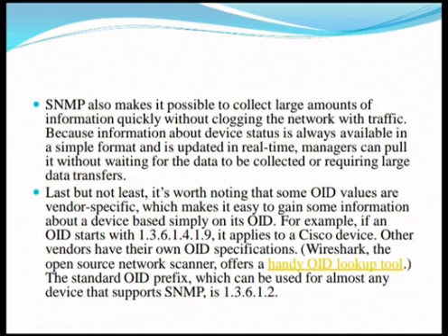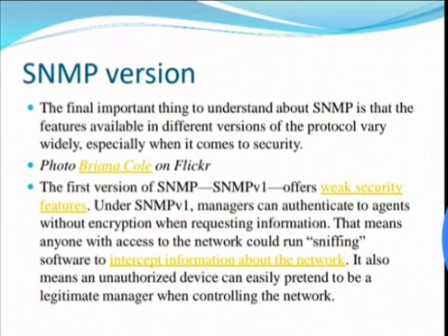SNMP also makes it possible to collect a large amount of information quickly without clogging the network with traffic, because information about device status is always available in a simple format and updated in real time. The manager can pull it without waiting for the data to be collected or requiring large data transfers. Last but not least, it is worth noting that some OID values are vendor specific, which makes it easy to gain some information about a device based simply on the OID. For example, if an OID starts with 1.3.6.1.4.1.9, it applies to a Cisco device. Other vendors have their own OID specifications.